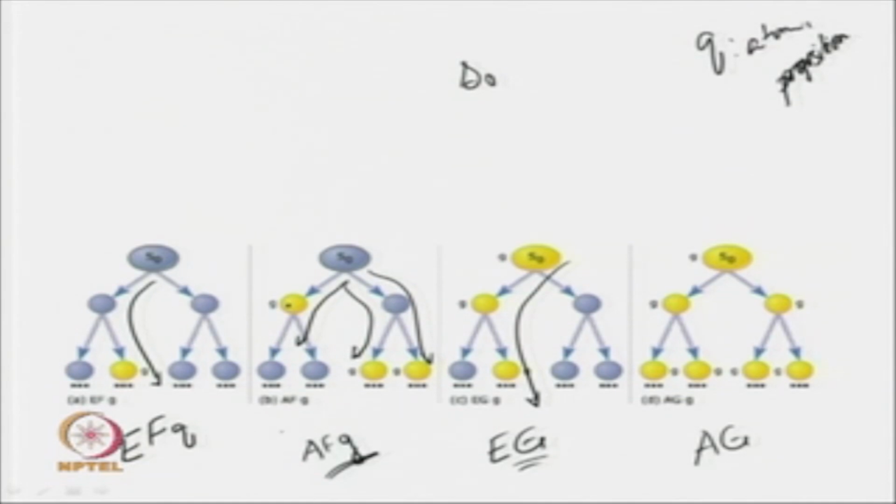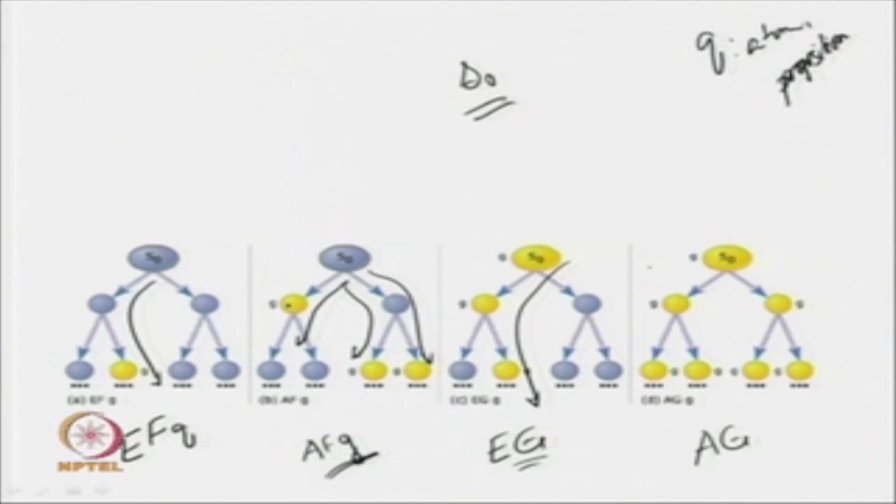So, by looking into this tree structure, you can very well see whether a particular formula is true in a particular state or not. Here we look at state s0, the starting state of this tree. Like that, we can see whether a particular formula is true in a particular model or not.